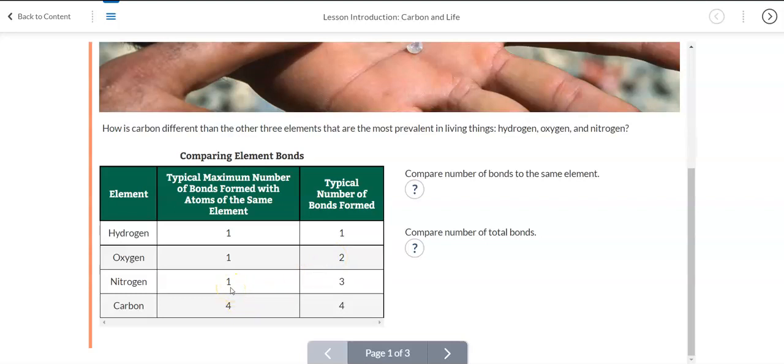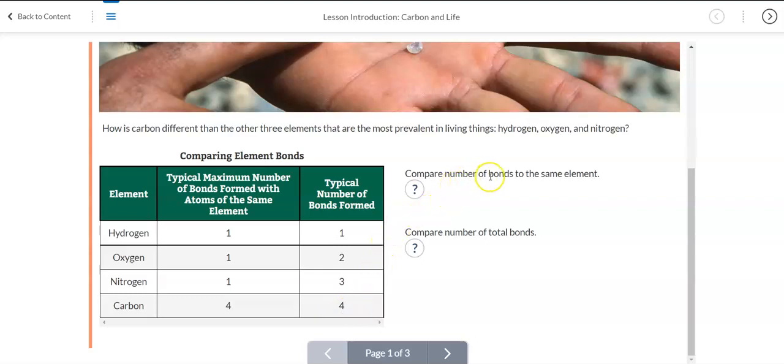Nitrogen can form 1 bond with another nitrogen atom, but if nitrogen is bonding with other elements from the periodic table, it can form 3 bonds. And carbon, which is really our topic of conversation for today, carbon can form 4 bonds with another atom of carbon, and it can form 4 bonds with any other or most other elements on the periodic table. So that's interesting.